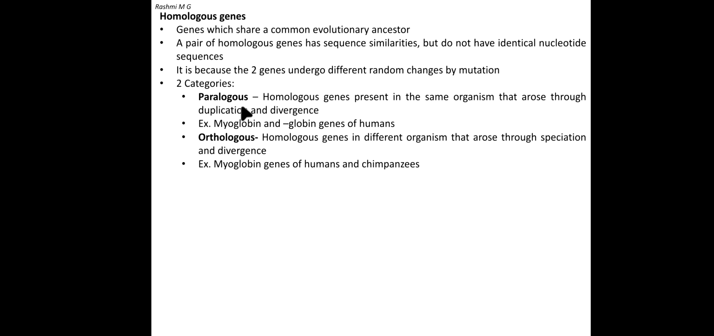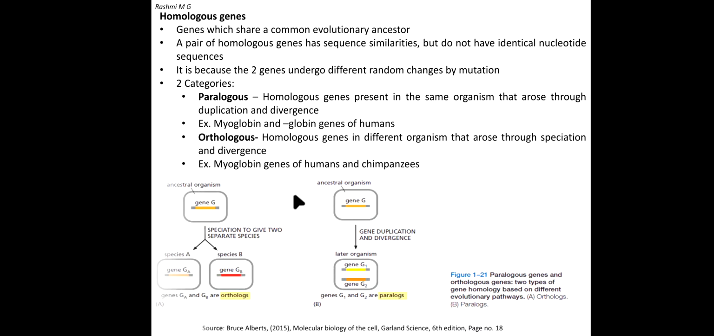So homologous genes are genes which share a common evolutionary ancestor. A pair of homologous genes has sequence similarity but does not have identical nucleotides, and also does not result in similar or resembling products. It is because the two genes have undergone different random changes by mutation. There are two categories already discussed, paralogous and orthologous. Paralogous, same organism, arose through duplication and divergence. Orthologous, genes in different organisms arose through speciation and divergence. So this is a pictorial representation.